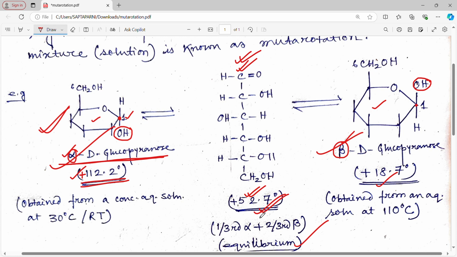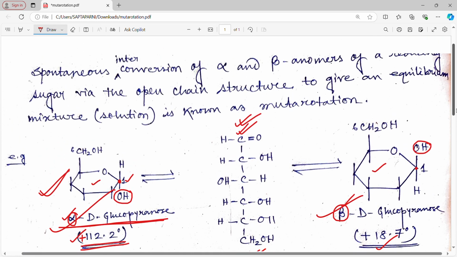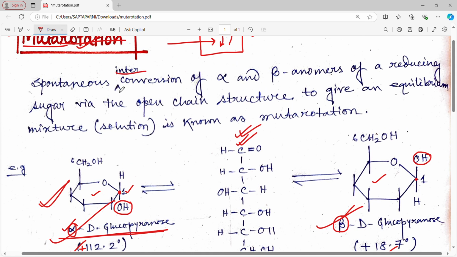So this slow but spontaneous interconversion of alpha and beta anomers of a reducing sugar via their open chain structure to give an equilibrium stage is known as mutarotation. Mutation means slow change. Here the optical rotation is slowly changing, that is why the structure is also slowly changing. Actually, vice versa, the structure is slowly changing, that is why the optical rotation is also slowly changing or getting mutated. Okay, so got it? What is mutarotation?